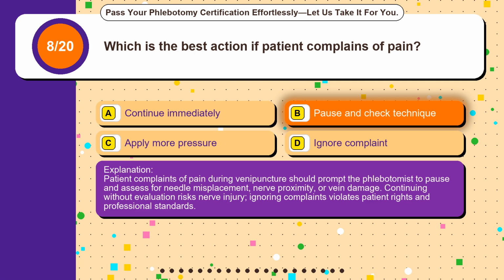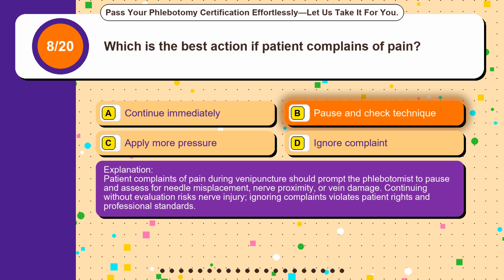Patient complaints of pain during venipuncture should prompt the phlebotomist to pause and assess for needle misplacement, nerve proximity, or vein damage. Continuing without evaluation risks nerve injury. Ignoring complaints violates patient rights and professional standards.